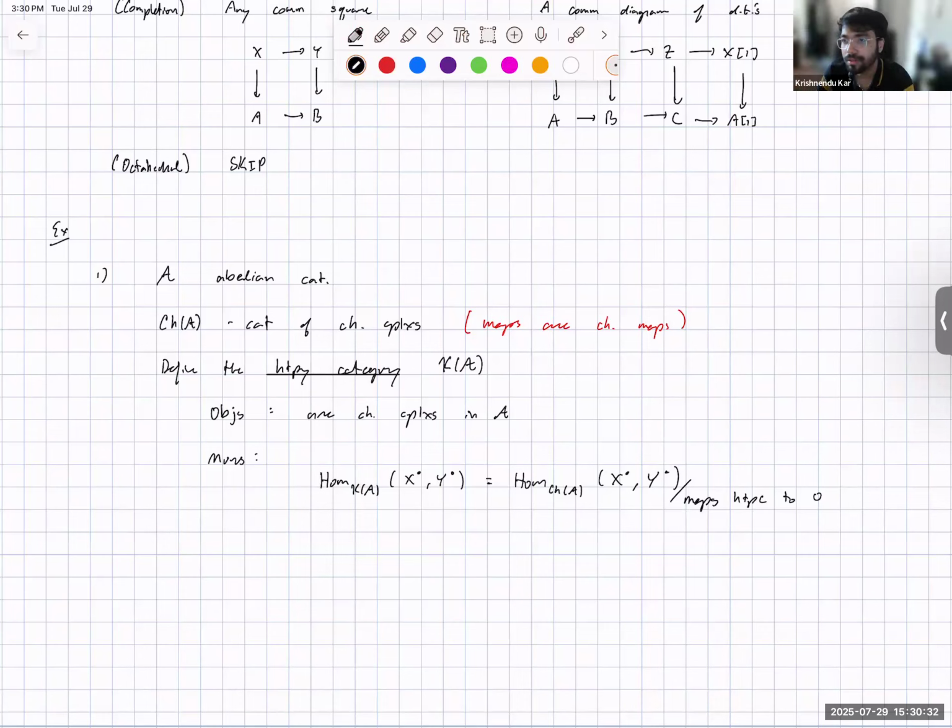Sorry, in topology, what we do in the homotopy category, the two maps are equivalent if they are homotopic to each other. But here you are asking if a map is null homotopic. So you have this wonderful thing when you work with additive categories, that there's a 0. Saying that two maps are homotopic is the same as saying their difference is homotopic to 0. I see.